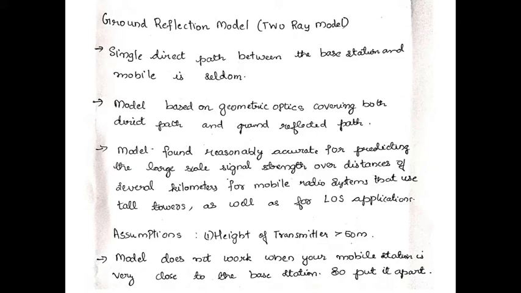One important point to note here is that this reflection model, or two-ray model, prediction is going to work in certain conditions. First, the height of the transmitter should be greater than at least 50 meters. Another thing is that the mobile station should not be very close to the base station. Both the mobile station and the base station have to be at some distance apart.